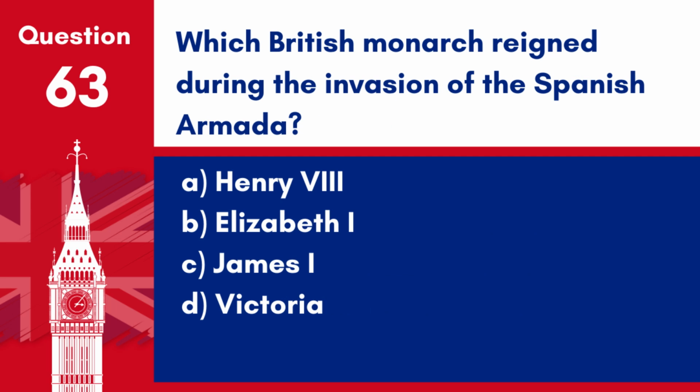Question 63. Which British monarch reigned during the invasion of the Spanish Armada? A. Henry VIII. B. Elizabeth I. C. James I. D. Victoria. Answer: B. Elizabeth I. Queen Elizabeth I reigned during the time of the Spanish Armada's attempted invasion in 1588, which ended in a significant victory for England.